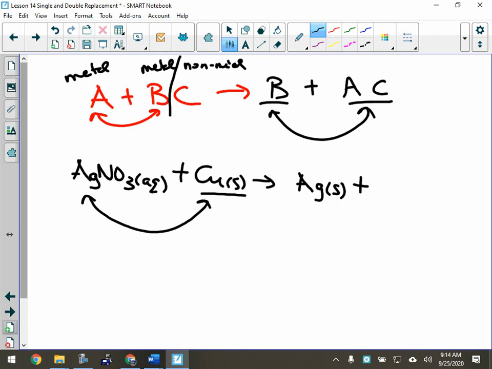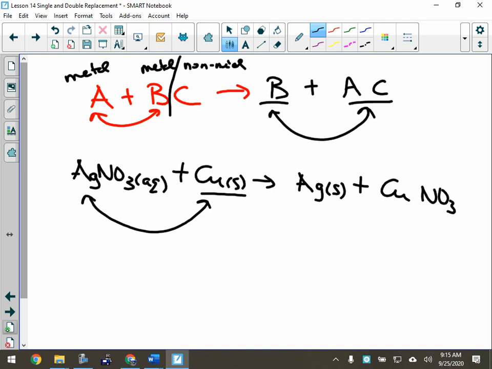And now copper is going to become part of this ionic compound instead. So copper, let's get our periodic tables out, copper nitrate. But the problem with copper is, of course, copper comes in more than one charge, yes? So we always go with what? The first one, yes? So the first one is copper 2. So we're going to go with copper 2.